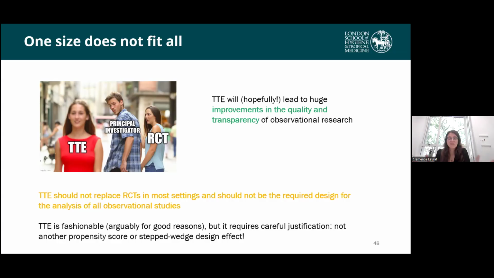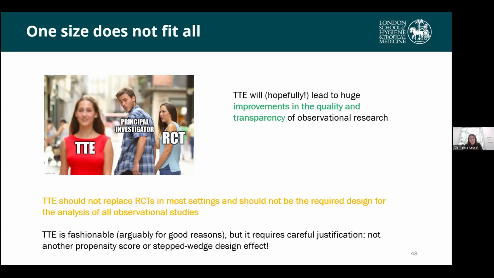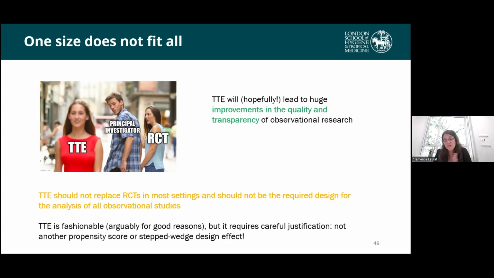So target trial emulation is very trendy at the moment, and for good reasons. It has a lot of advantages, but we need to justify its use carefully. Because there were other trends in statistics, with at some point people wanting to use propensity scores everywhere, or in trials people wanting to do stepped wedge trials everywhere, we just need to justify why we want to use this tool versus another.